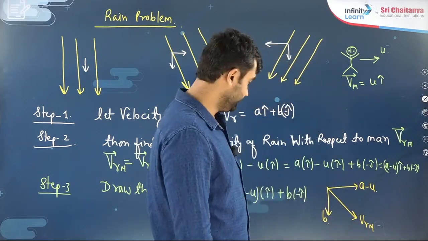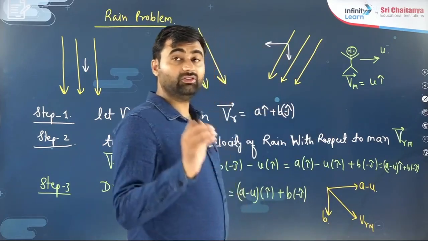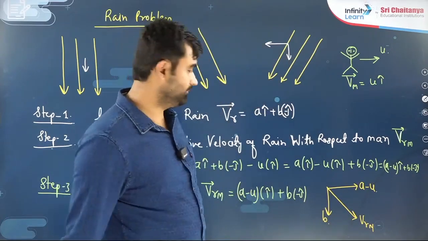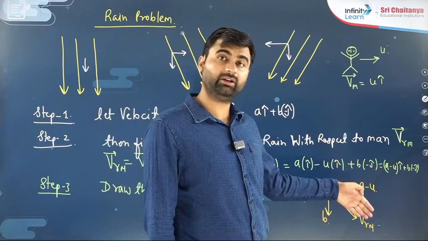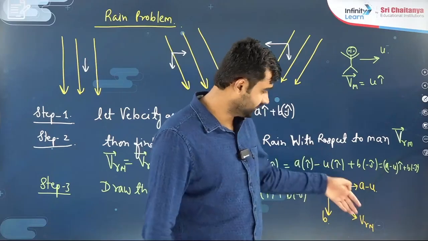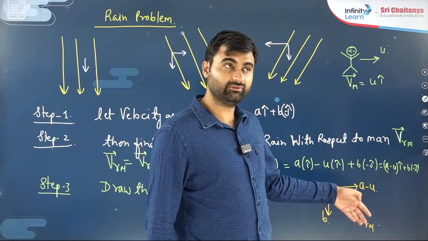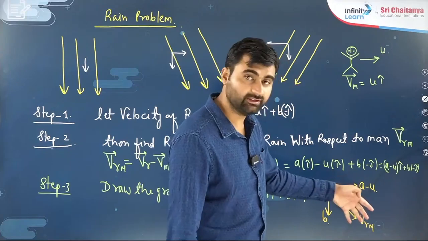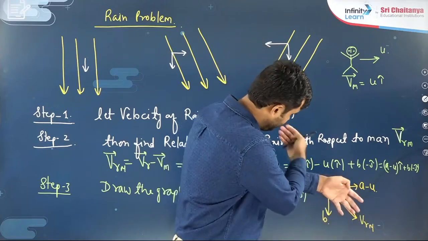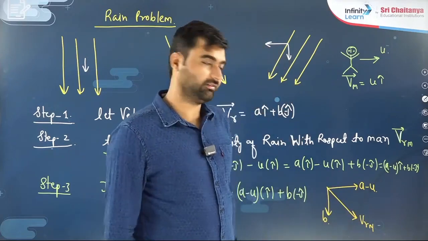Understood? Okay. Now they will ask in which direction we should hold the umbrella. So finally raindrops are falling like this with respect to the man. So in which direction do we have to hold the umbrella? Just opposite to this direction. Raindrops are falling like this, we have to hold the umbrella opposite like this. Is it clear or not?